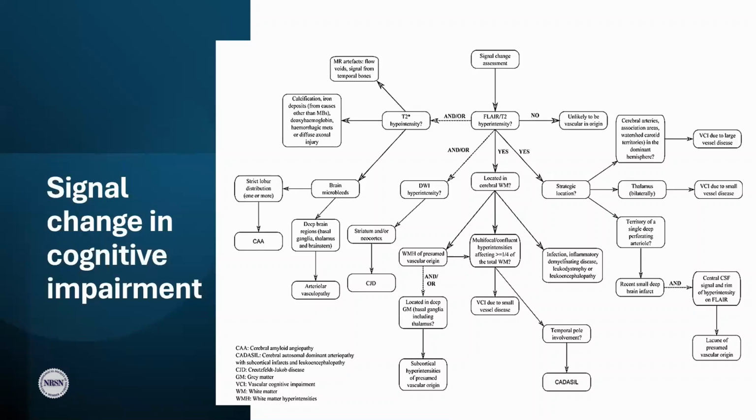Now, FLAIR or T2 hyperintensity, if it is present and is located in the cerebral white matter, could be described as white matter hyperintensity of presumed vascular origin. Now, if it's located deep in the basal ganglia, you'll be thinking of subcortical hyperintensities of presumed vascular origin. Now, if there are multiple confluent periventricular and deep white matter hyperintensities affecting at least 25% of the total white matter in the brain, you'll be thinking of vascular cognitive impairment due to small vessel disease.